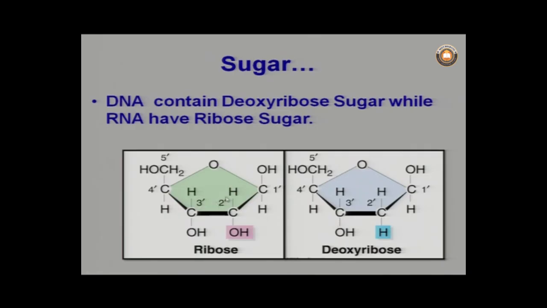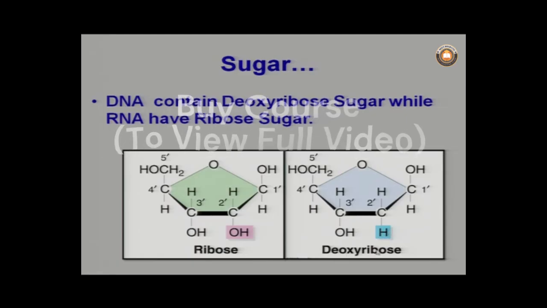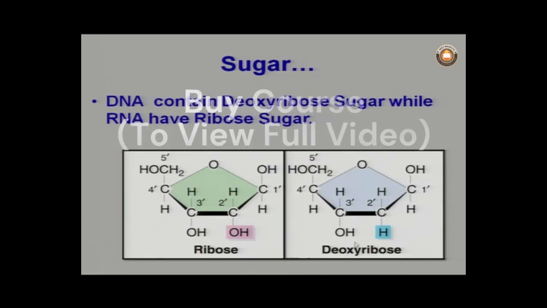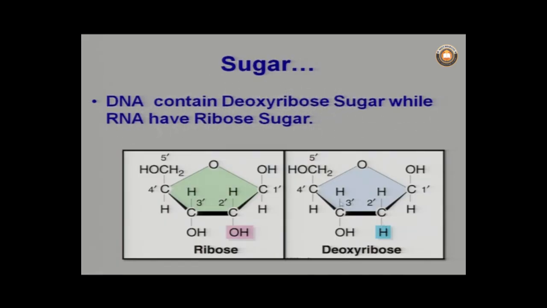The major difference between these two sugars, ribose and deoxyribose, is at the second carbon. In ribose sugar there is a hydroxyl group, OH group, while in deoxyribose sugar at the second carbon there is a deficiency of one oxygen, only hydrogen is there. That is why this is known as deoxy, it means deficiency of oxygen at the second carbon, and this is the major difference.